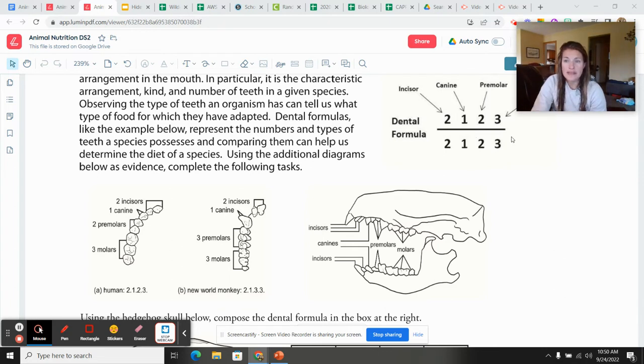Down below, this lab will ask you to come up with a dental formula by looking at pictures of skulls. I'm telling you right now, that's why I'm making this video. Don't stress about it. Every group is probably going to get a different answer for this. It's totally okay. You will not have to do this on any assessments. I just want you to be aware that we can look at teeth to figure out what these animals eat as well.